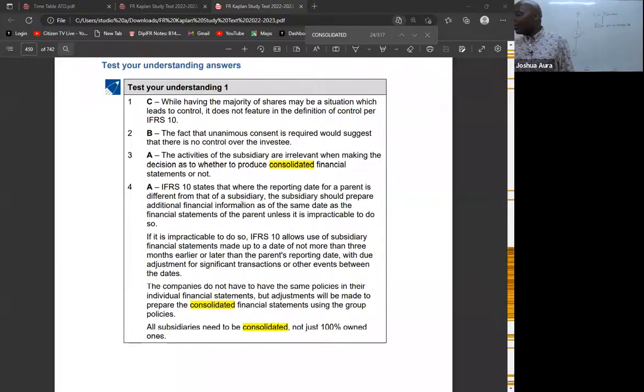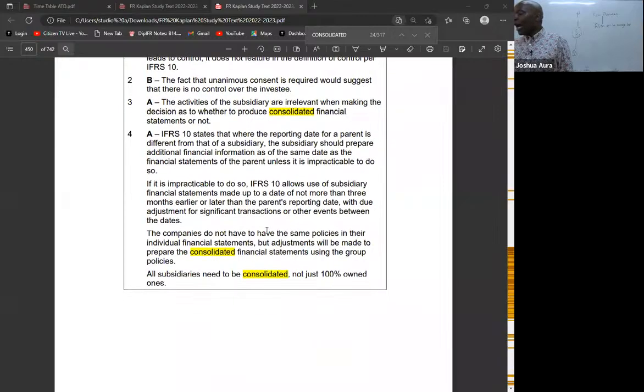IFRS 10 states that where the reporting date for a parent is different from that of a subsidiary, the subsidiary should prepare additional financial information as of the same date as the financial statements of the parent, unless it's impracticable to do so. If it is impracticable, IFRS 10 allows use of subsidiary financial statements made up to a date of not more than 3 months, earlier or later than the parent's reporting date, with due adjustment for significant transactions or other events between the dates.